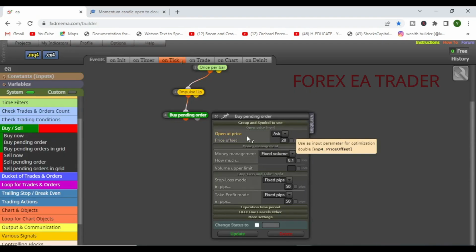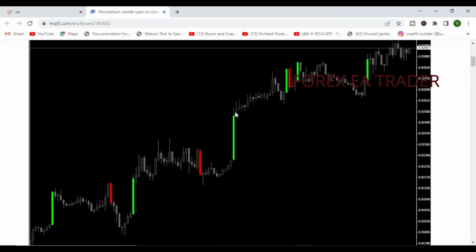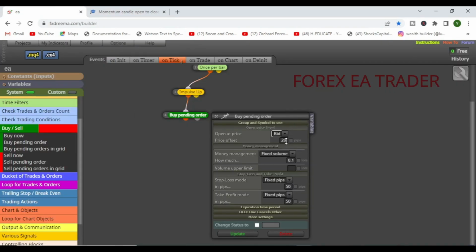So here we'll say at ask price, which is the top line, or you can say the bid price, which is the bottom line. You remember, when we have our chart, we've got the ask price, then the bid price. So here you are saying the bid price needs to cross that price offset, that pending order that will be there 20 pips away from our close of the bar. So as soon as our bar closes there, we are going to have a pending order some 20 pips away. That's what we are saying here.